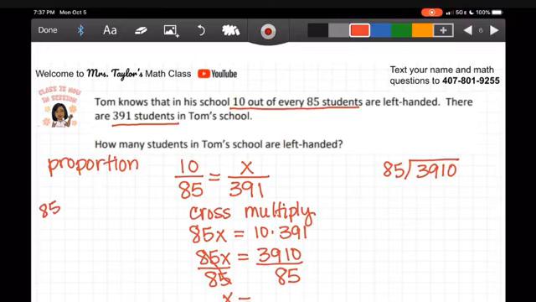Let's see. 80 times 4 would get me 320, and 80 times 5 would give me 400. So let's start with 85 times 4. Let's see how close I get. So this is going to be 340. So I think I could stop right there. And so I'm going to say 85 into 391 is going to be 4 times. And then this is going to be 85 times 4, which is 340.